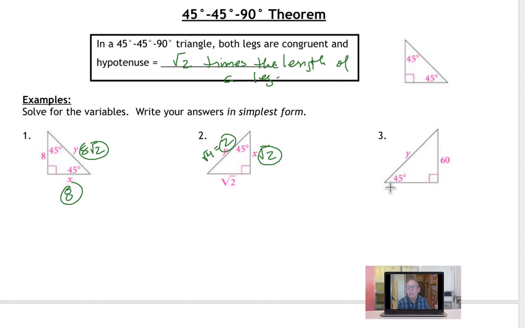For number 3, we have a 45, 45, 90 again. If 60 is one of the legs, the other leg is 60, and the hypotenuse is going to be 60 times the square root of 2. Let's move on.